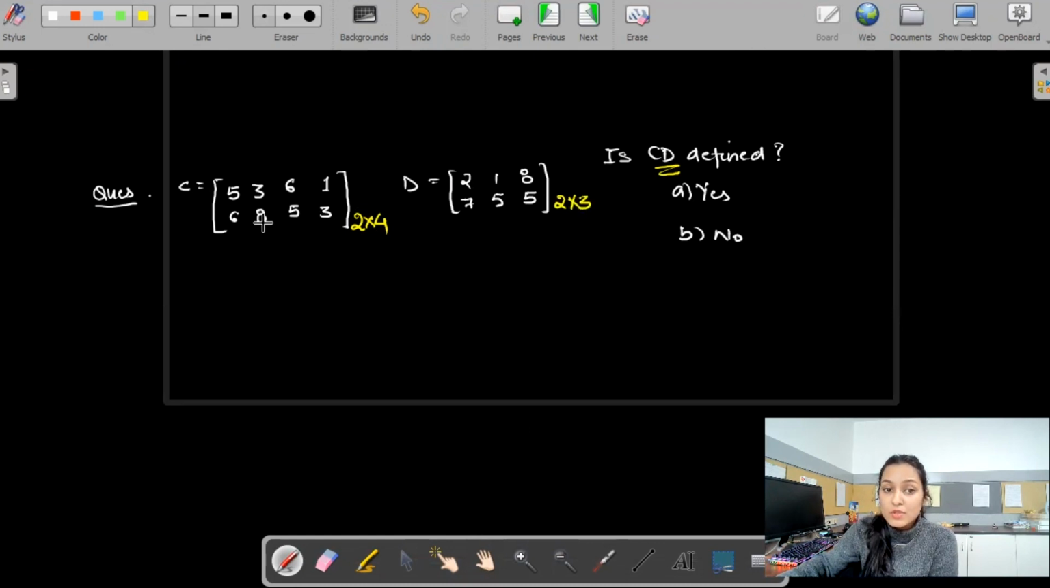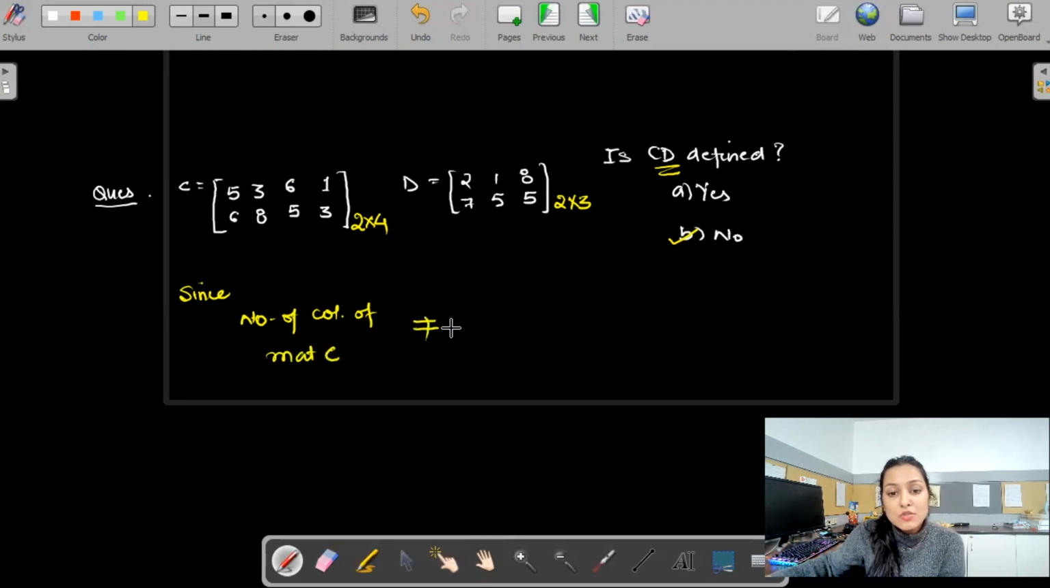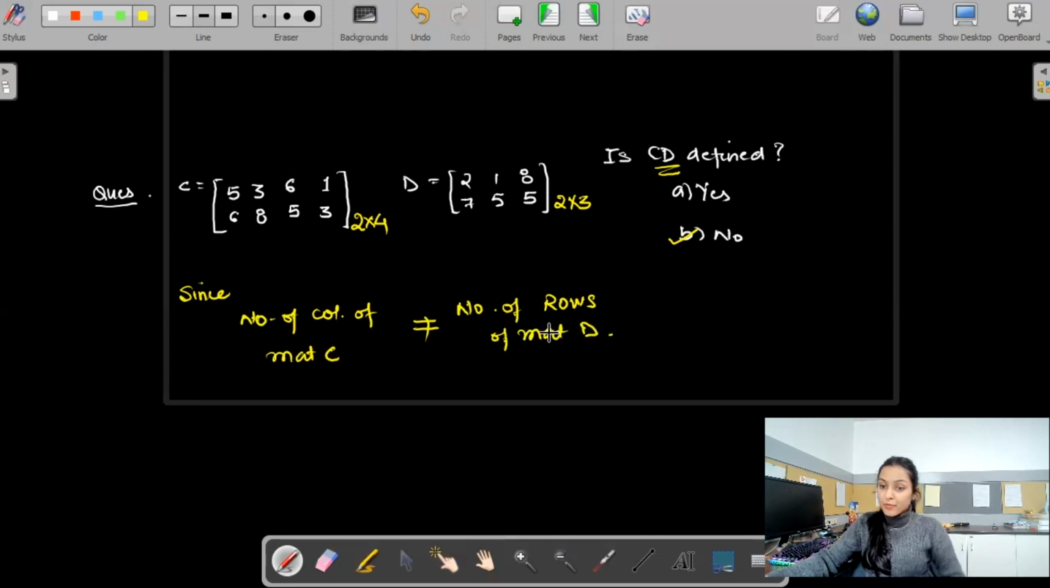Is number of columns in matrix C equal to number of rows in matrix D? No. Hence C into D, that means multiplication of C matrix with D matrix is not defined. So the answer is no, right. And why it is no? Since number of columns of matrix C is not equal to number of rows of matrix D, right. I hope you guys are clear with this.